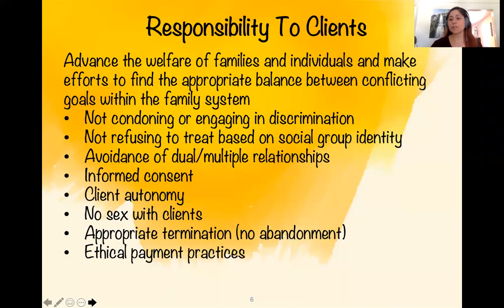Okay, so first off, responsibility to clients. So most of the ethical codes will have something to do with responsibility to clients. And this has to do with helping clients with the beneficence moral principle, if you remember that. So things like not discriminating against our clients, avoiding exploitative or dual relationships, getting informed consent, supporting autonomy, and not abandoning our clients, and so on. All of those things that you'll find across multiple codes fall under this responsibility to clients theme.